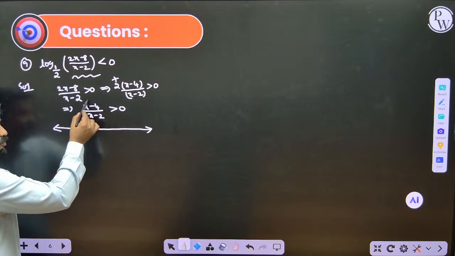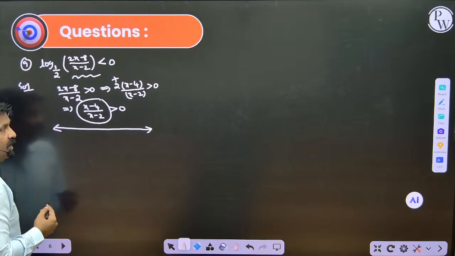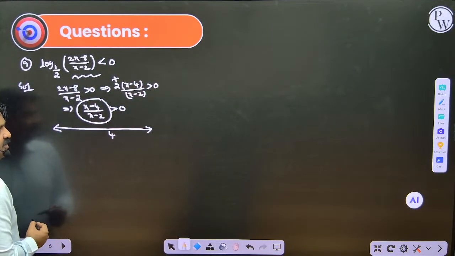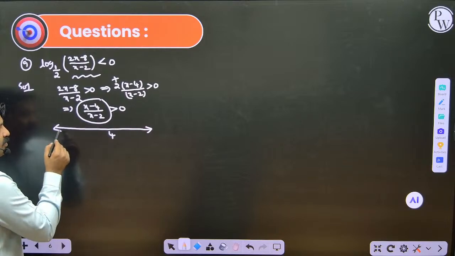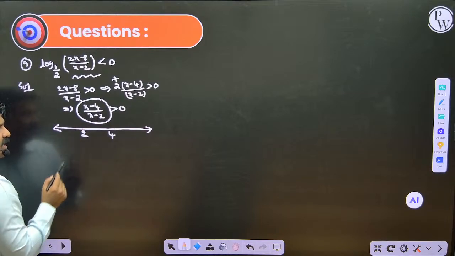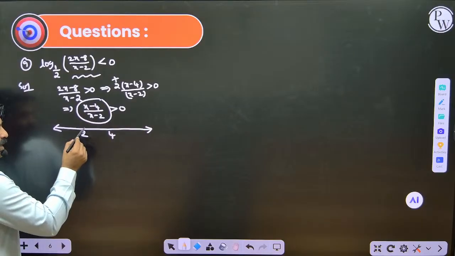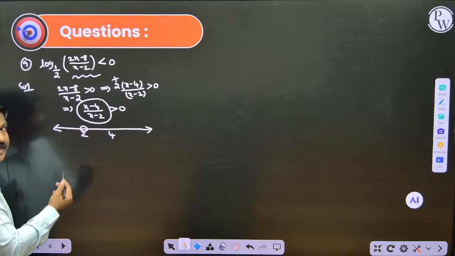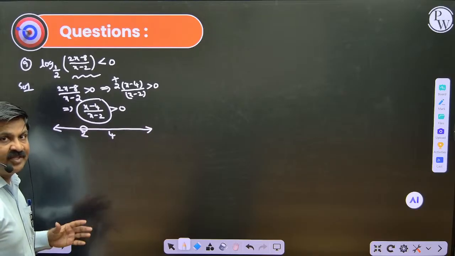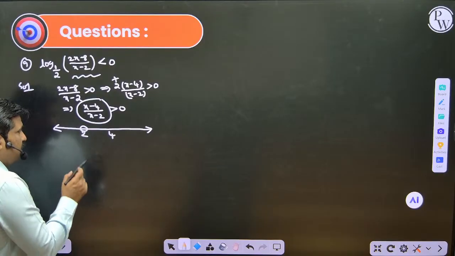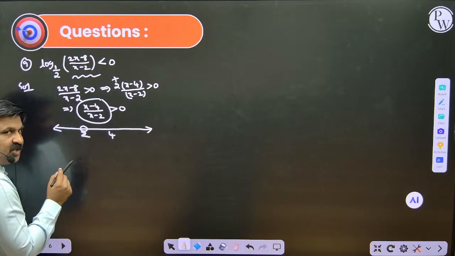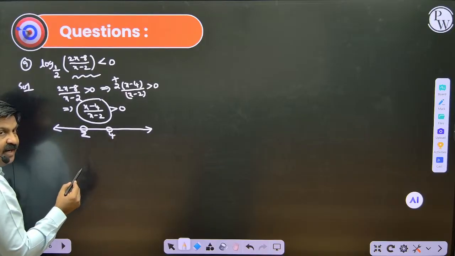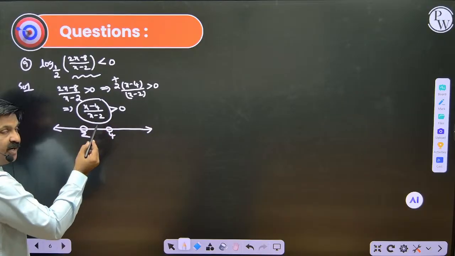Find out the zeros and poles. How do you get the zeros? By equating the numerator equal to 0. How do you get the poles? By equating the denominator to 0. As I already told you, because it is a rational function, that's why you can apply the wavy curve method to find this solution. Here the pole is always excluded from the solution, but a zero is excluded or included depending on whether the zero is included or not.